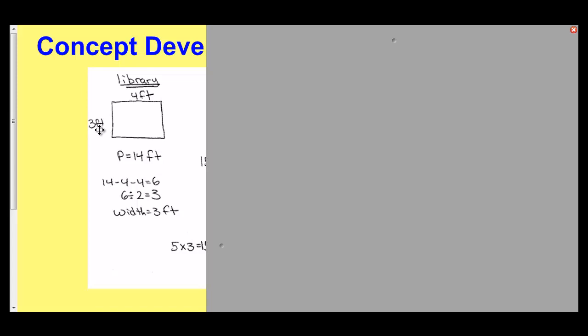So you have to go back and think to yourself, okay, does that make sense? So if the perimeter is 14 feet, and you think about this is 3, and this is 3, that is 6. This is 4, and this is 4, that is 8. 8 plus 6 is 14. So yes, that does make sense.